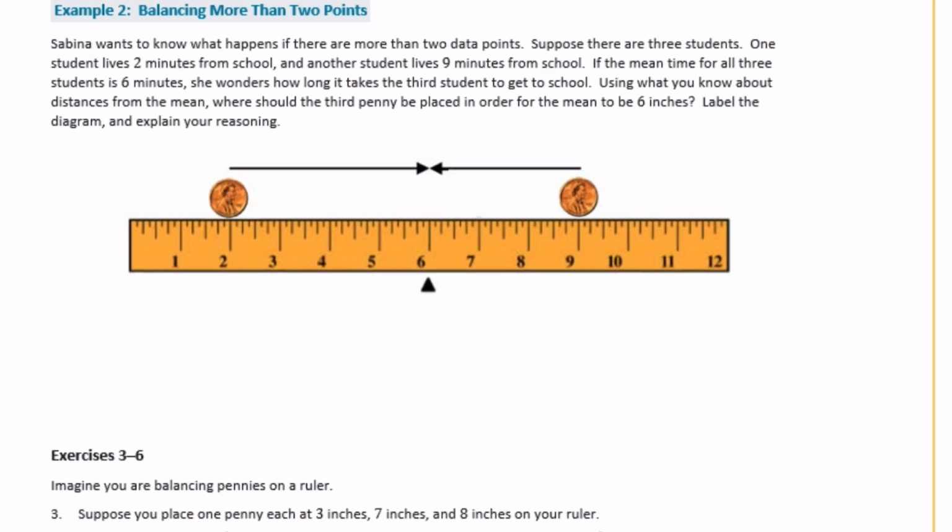So we need to add a third penny. Right now the 2 here is 4 away from the 6, and this 9 is 3 away from the 6. So we need these to be even in order to be balanced. Right now we have a 4 and a 3, so I need to somehow make this into 4. If I put a penny over here on 7, then the distance is only 1. So now it's balanced. I have a total of 4 distance here, and 3 and a 1 make 4 distance there. So our other penny would have to be on 7.